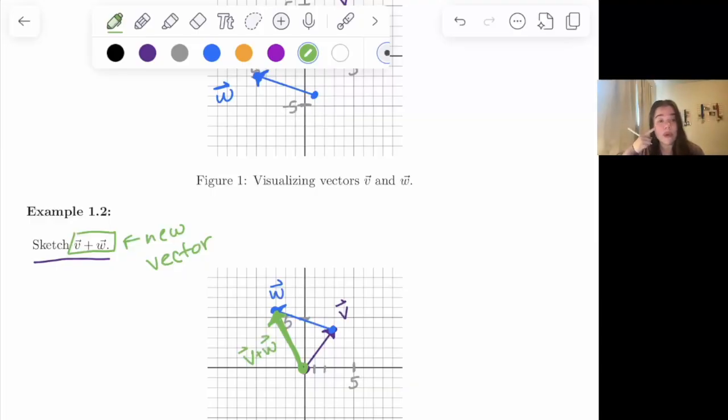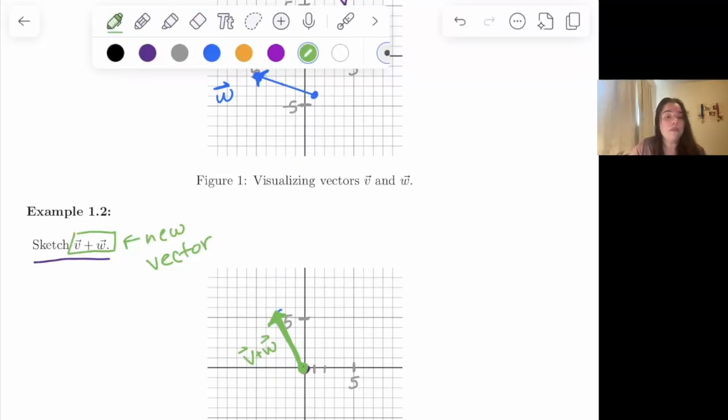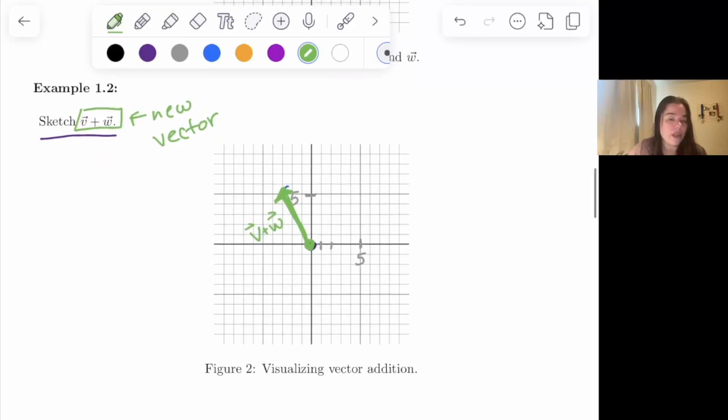If you wanted to get rid of all of the additional riffraff, I think of it as getting rid of the scratch work, that would be your final answer for what that new vector V plus W is. So there it is, just visualizing what vector addition means. It means traverse the V path, continue, traverse the W path, and then connect the dots from start to finish as if you were taking the shortcut, not traversing the paths.